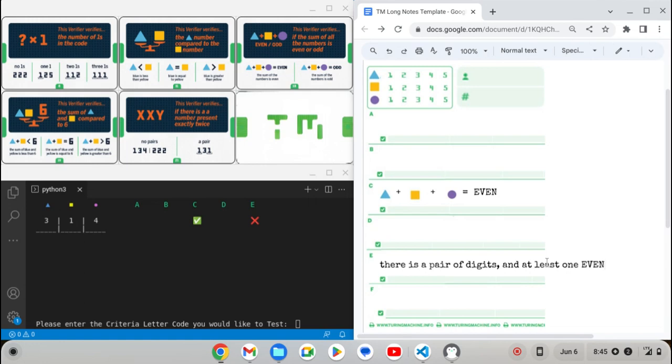Okay, so what else do we have? We do have criteria card A that will tell us the number of ones. So obviously you can't have all three be ones, because you know you need to have at least one even, but you could have two ones.